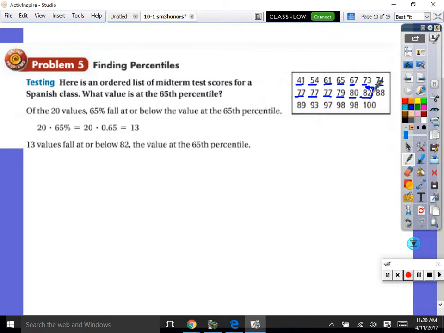So 82. So 13 values fall at or below 82. That's 65% of the data falling at or below 82, which makes sense. Look at it: more than half fall below 82. So it's all making sense.